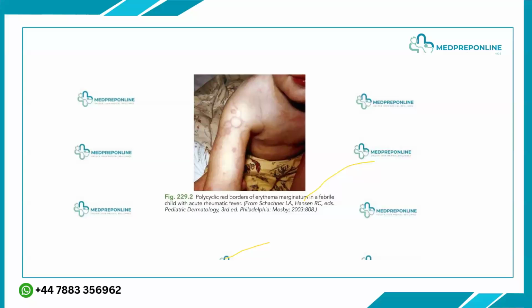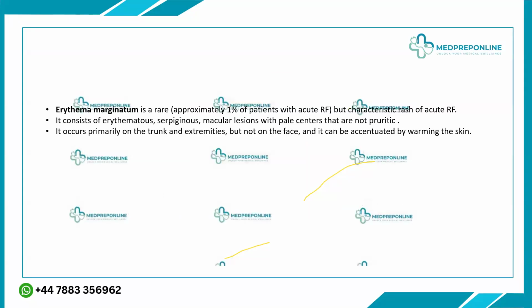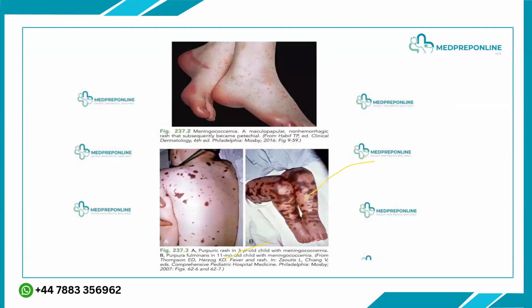ठीक है, what is this? ये आपकी क्लासिकली erythema marginatum का रैश है, which is seen in acute rheumatic fever, and it is one of the major criteria for ARF. Erythema marginatum is a rare but characteristic rash of acute rheumatic fever. It consists of erythematous serpiginous macular lesions with pale centers that are not pruritic. It occurs primarily on the trunk and extremities, but not on the face, and it can be accentuated by warming the skin. So skin को warm करने से appear हो जाते हैं.